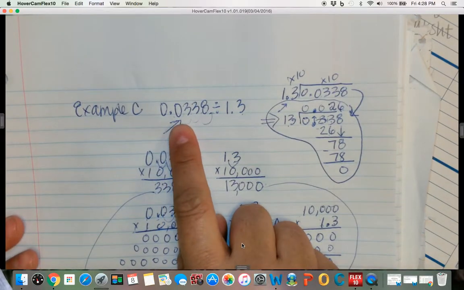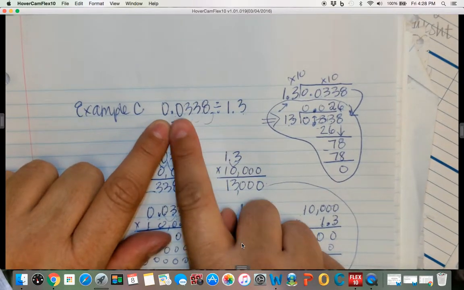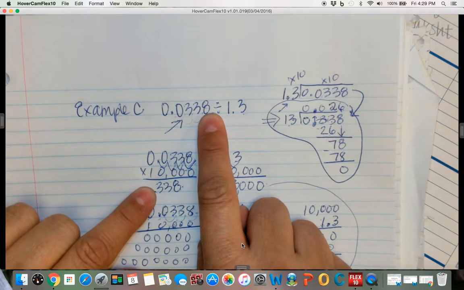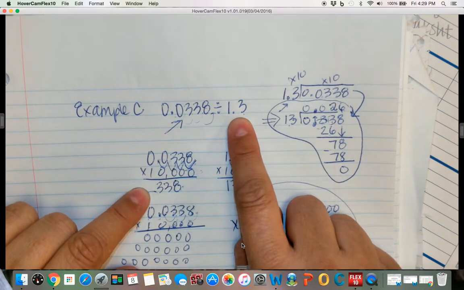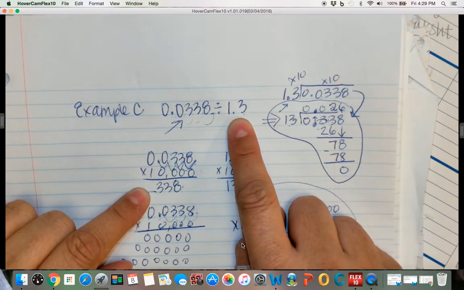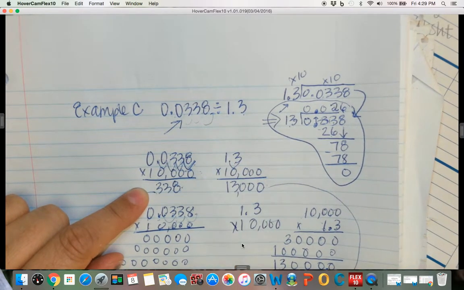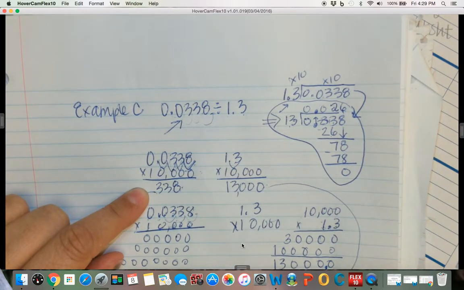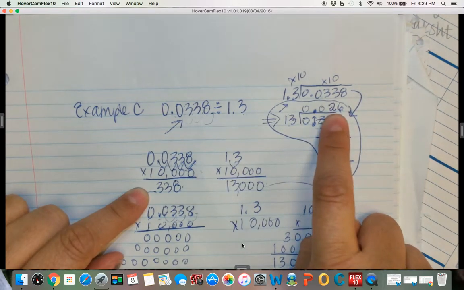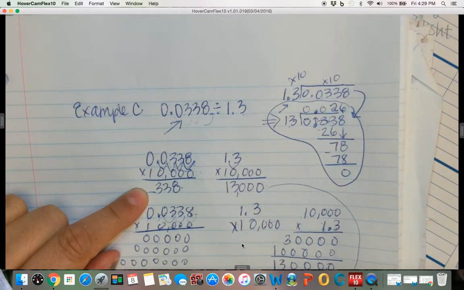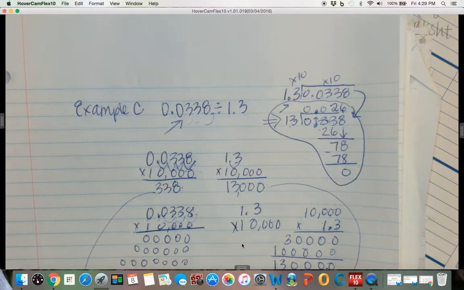If I were to multiply this one, let's say by 10,000, like I did here, but only multiply this one by a tenth, my answer doesn't come out how I need it to come out because I'm not using the same power of 10. It will still come out with the 26 in it, but it won't have the decimal place in the right spot. Where the decimal place is the most important thing.